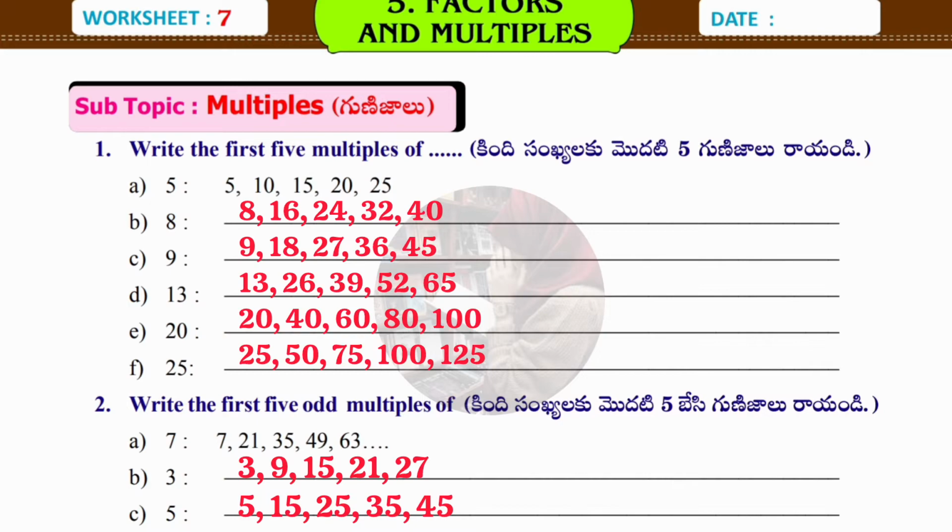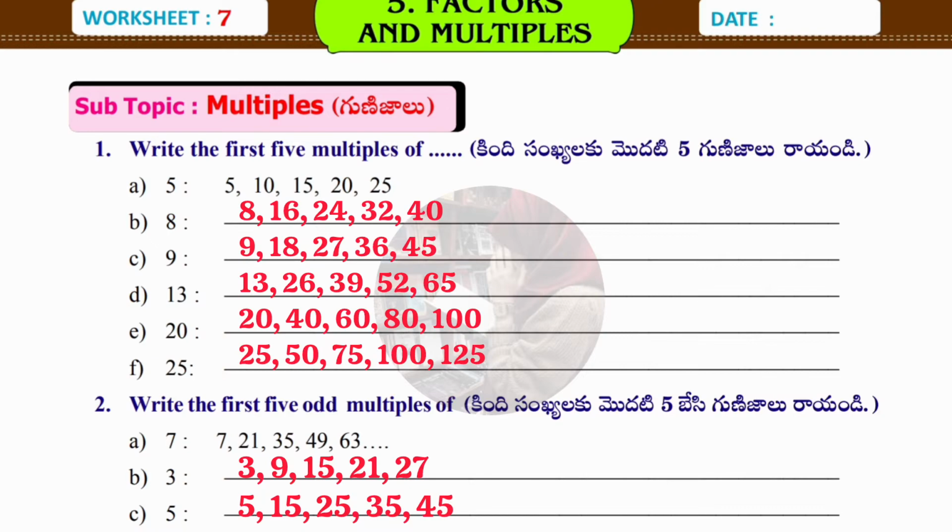3 4s are 12. 12 is an even number, skip it. 3 5s are 15. 15 is an odd number, that's why write it down. Then 3 6s are 18, even number, skip it. 3 7s are 21, write down 21. 3 8s are 24. 24 is an even number, skip that number. 3 9s are 27, write down 27. Now we have collected the 5 odd multiples, which are 3, 9, 15, 21 and 27. Like that, write it down for the next number also.